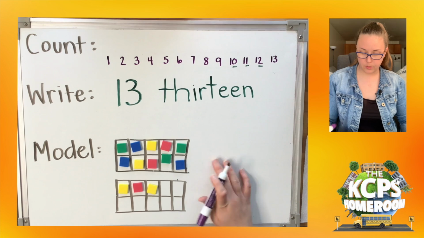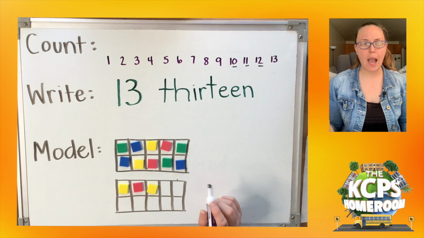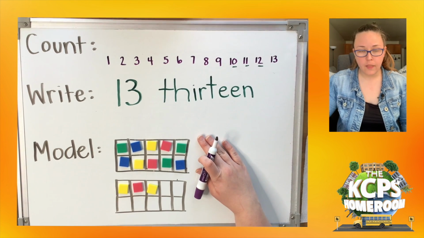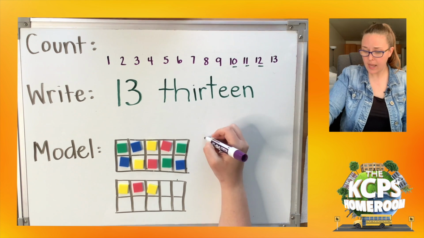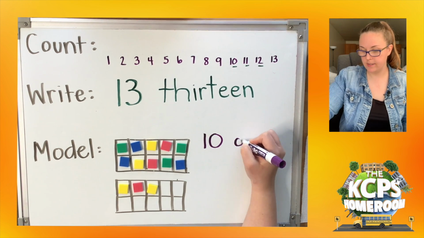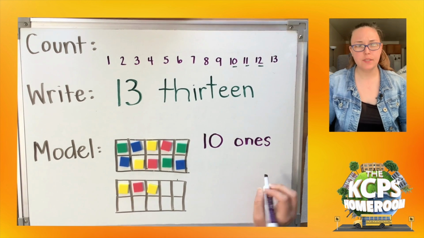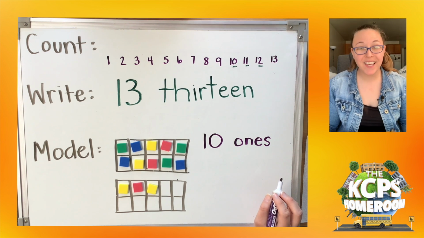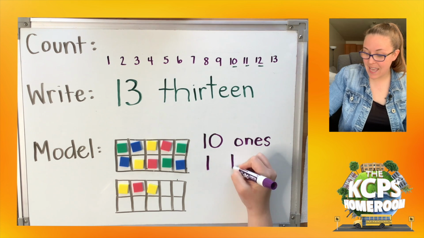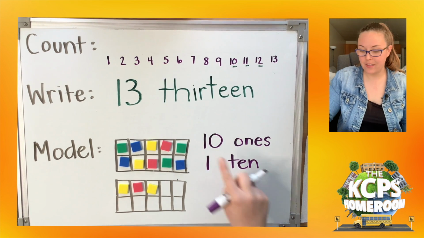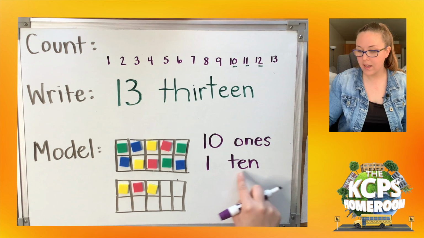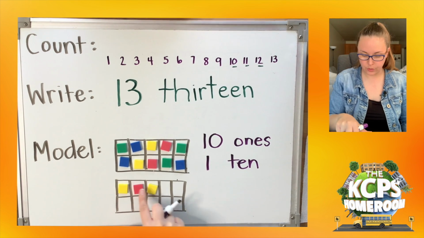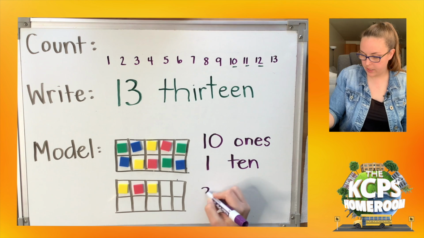Now down here at the bottom of our board, we're talking about our 10 frames, and we need to find out how many groups we have. So I know that this top 10 frame is full. That means I have 10, right? So I know that 13 is made of 10 ones. Do you remember what else you can call 10 ones? What do we call a bundle of 10 ones? That's right, we call it a 10. So you can say either 10 ones or a 10. And how many are left over in our second 10 frame? 1, 2, 3. That's right. So we have 3 ones left over.